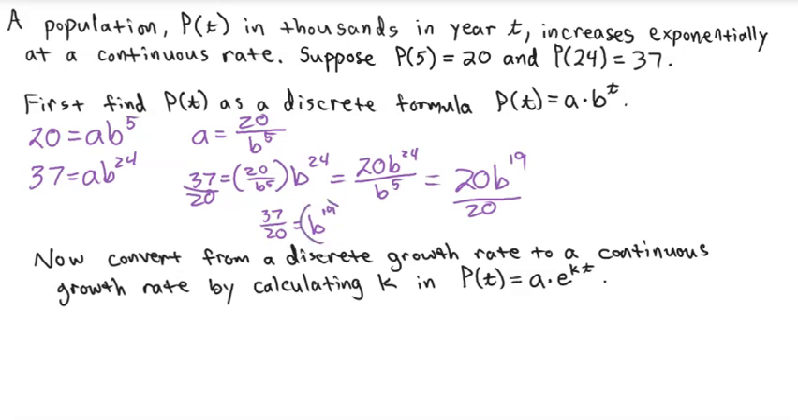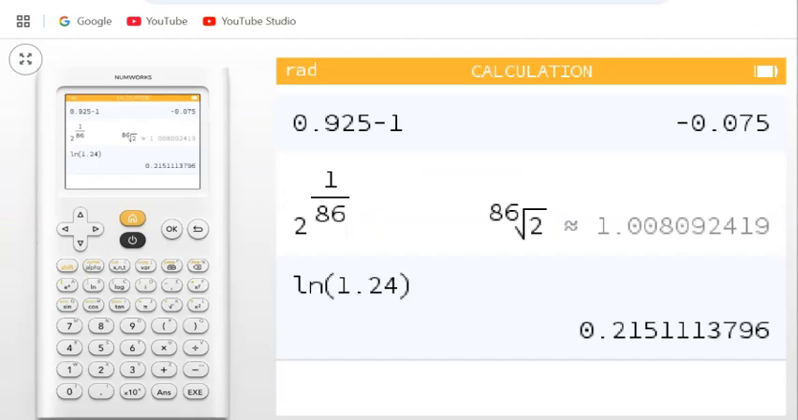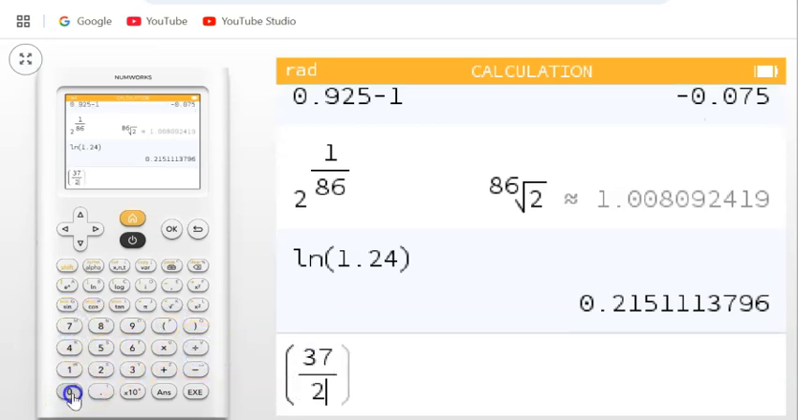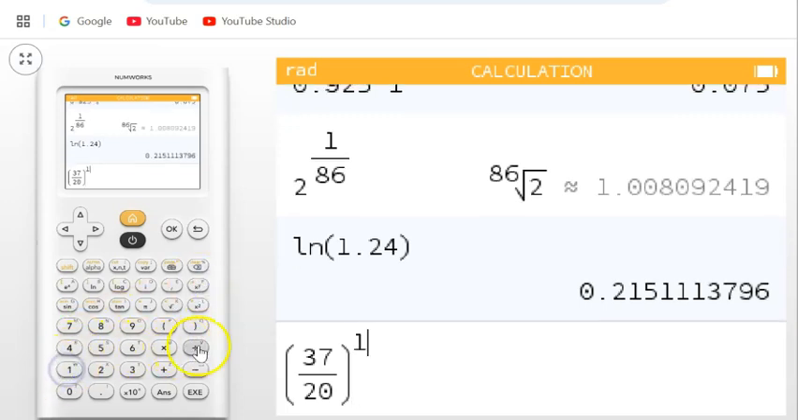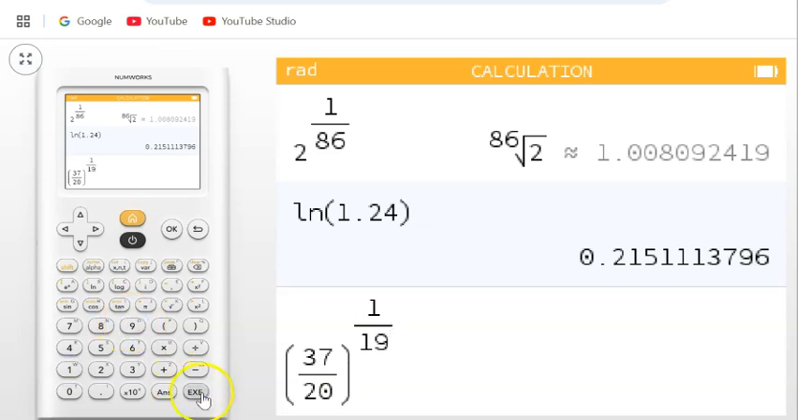Well, we just learned how to do this. We know that we can find this B if we raise both sides to the 1 over 19 power. The 1 over 19 and the 19 will cancel, and we get B is equal to 37 over 20 to the 1 over 19 power, which we can now do in the calculator. Let's do parenthesis, 37 divided by 20, close parenthesis, to the power 1 over 19.